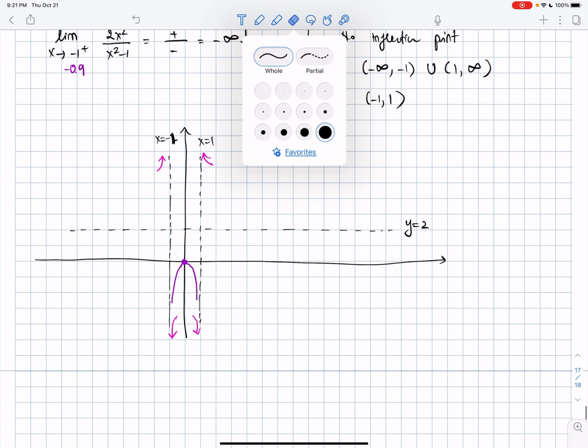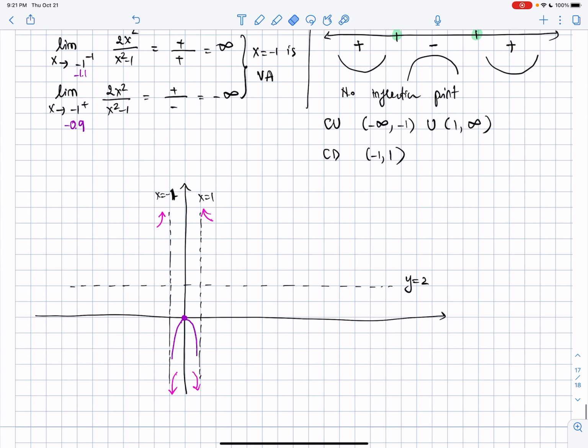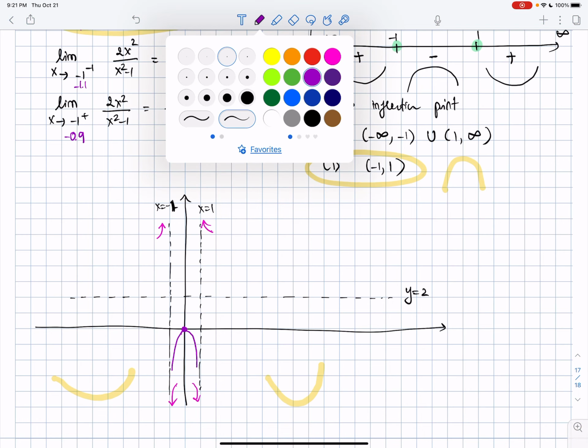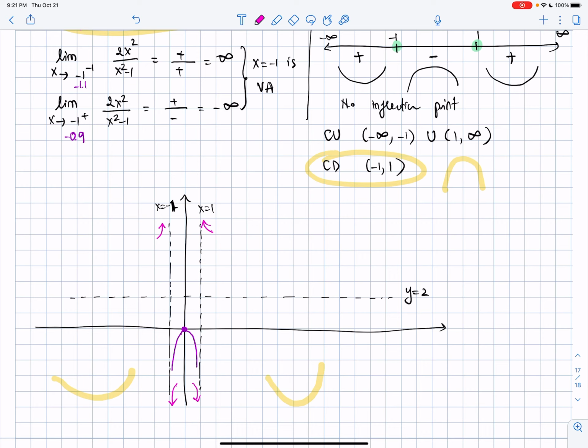Okay. And also, let's double check the information for the concavity. So we got concave down, that means like a sad face, from negative 1 to 1. So that is matching with what we draw right here. And then we have concave up from 1 to infinity and from negative infinity to negative 1. Since we have the two ends approach like this, we can draw like this, because this has to approach the horizontal and the vertical asymptote. The same thing for the other side.